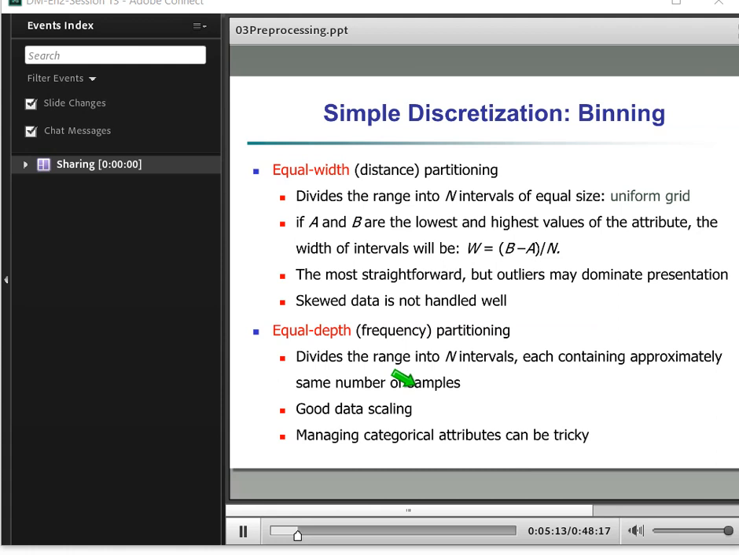Binning is divided into two different methods. The first method of binning is creating bins with equal width, and the second method is creating bins with equal depths.